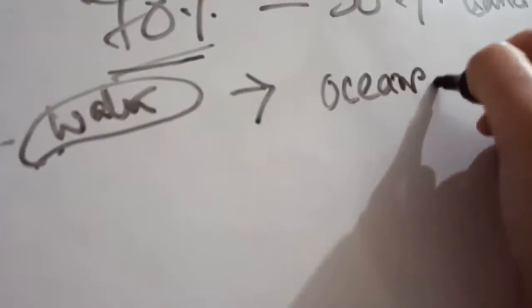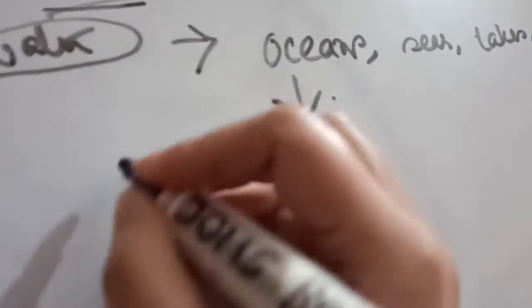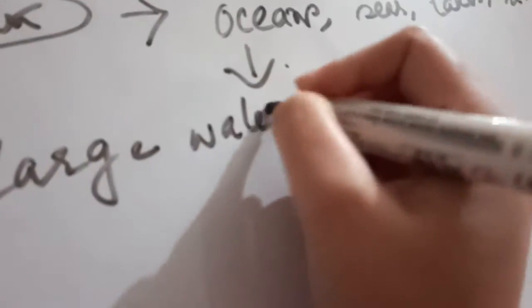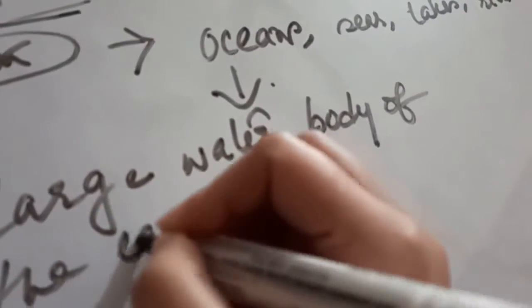Okay, it includes every water body that is present on the earth's surface, like the oceans, seas, lakes, rivers. So oceans are actually the large water body of the earth.